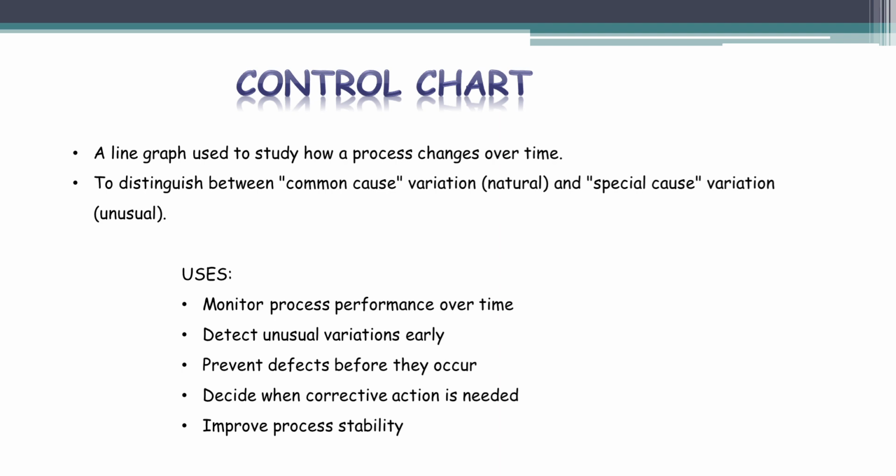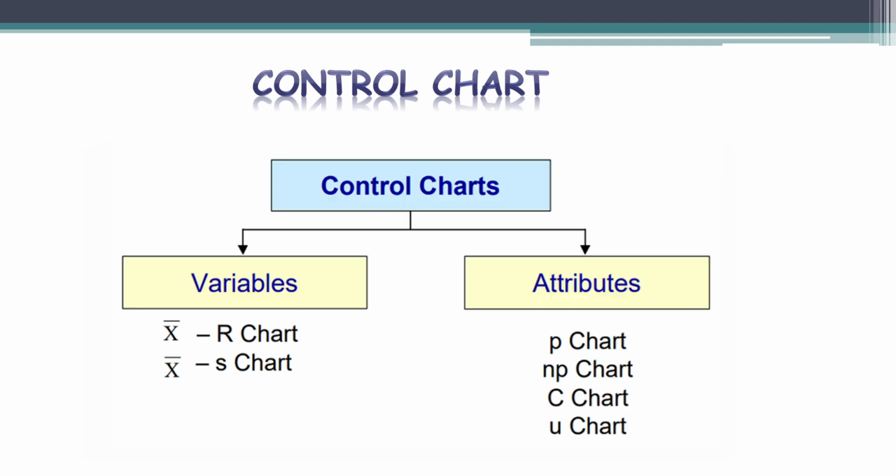It helps us to distinguish between normal variation and abnormal variation. It is used to monitor the process performance inline during the running of production and detects unusual variations early. As it detects a variation early, it reduces the defects automatically. That's how it improves process stability. There are many control charts based on the data.